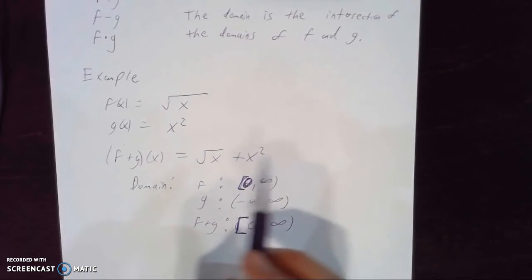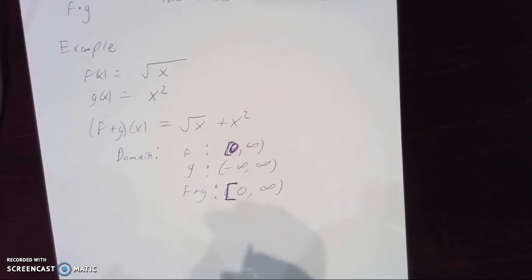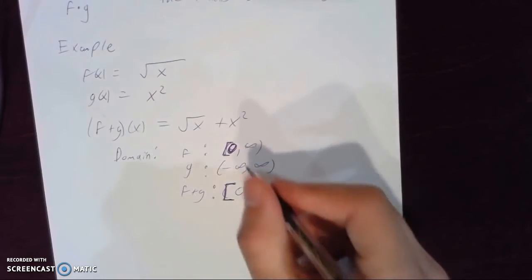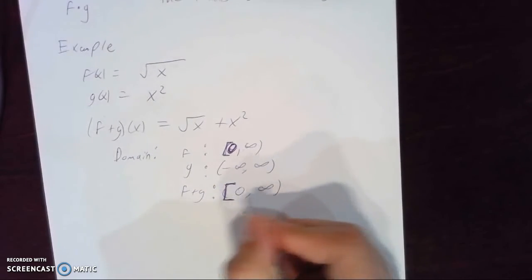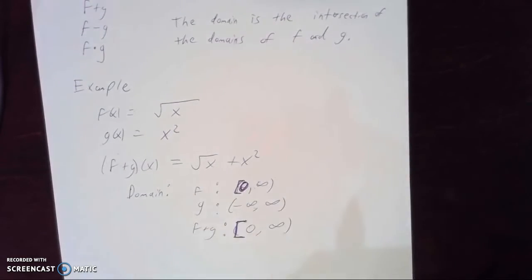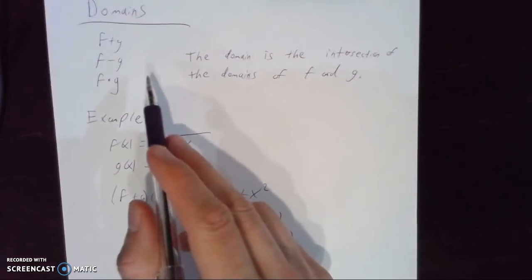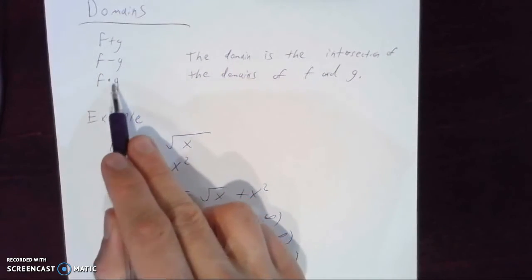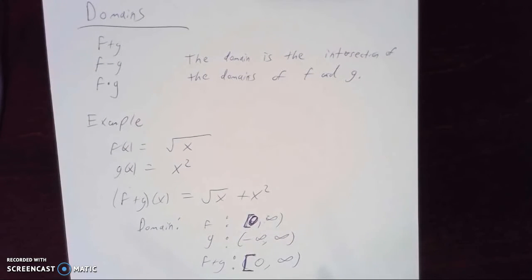And f plus g has the intersection of those domains. So that means what they have in common. So what f and g have in common is the 0 to infinity part. So that's the part that makes sense to do with this sum. That same rule works for adding, subtracting, and multiplying. Division is a little more restrictive.